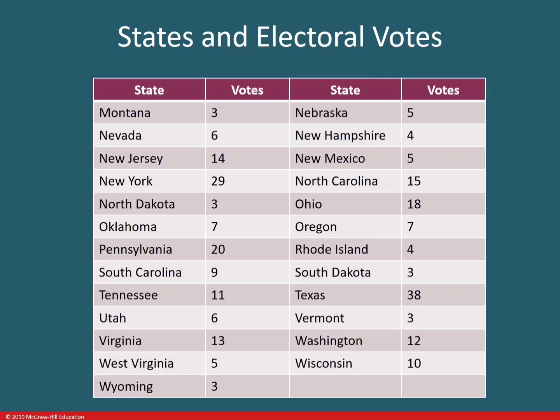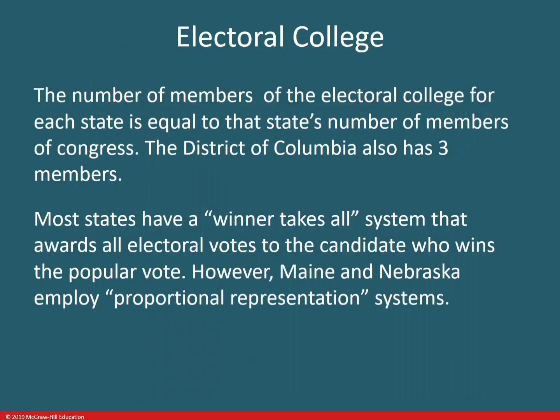So what we're going to do is a grouped frequency distribution, where we're using a range of numbers instead of just a number. So we're going to be using a range of numbers to help us classify this information that we have. The number of members of the Electoral College for each state is equal to the state's number of members of Congress. The District of Columbia also has 3 members.